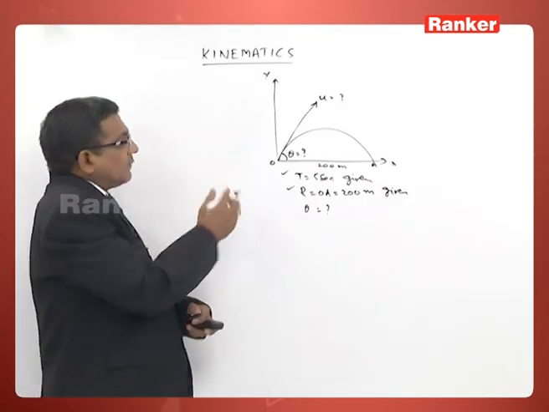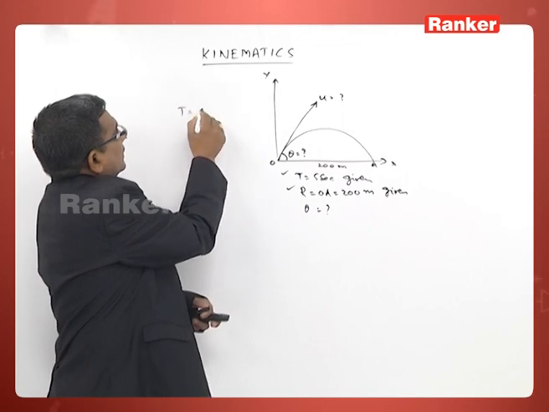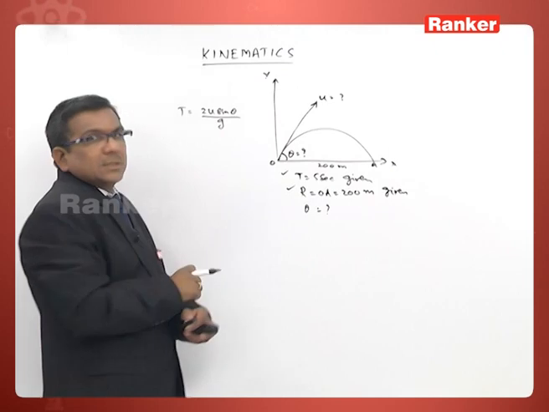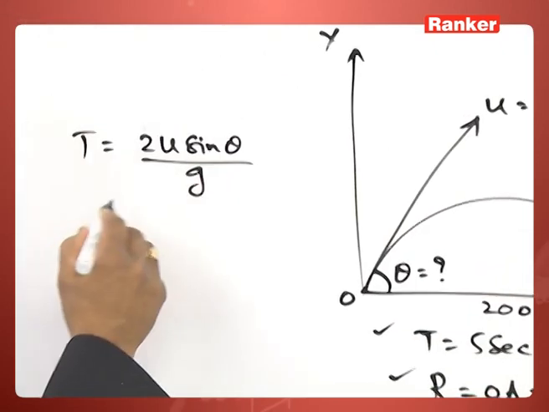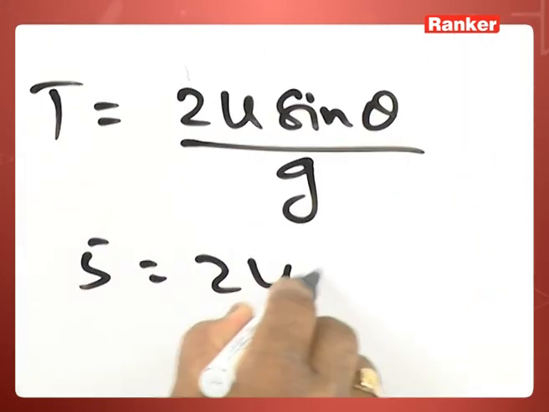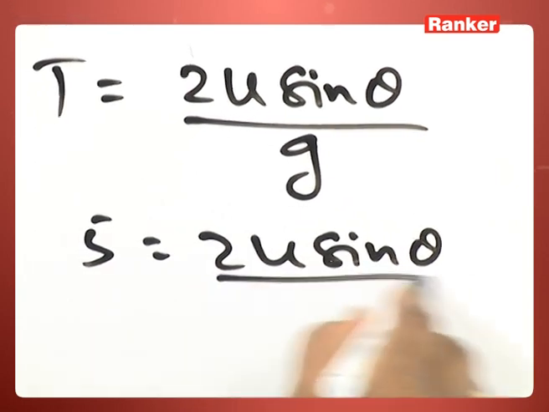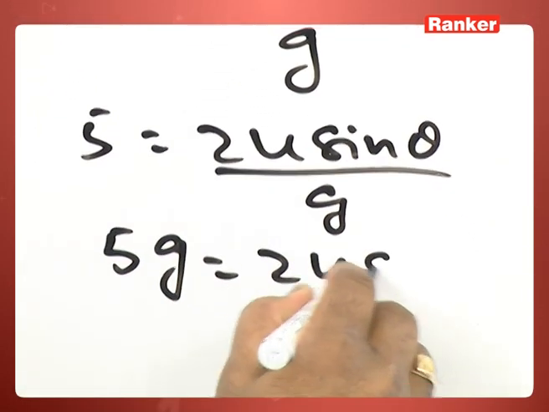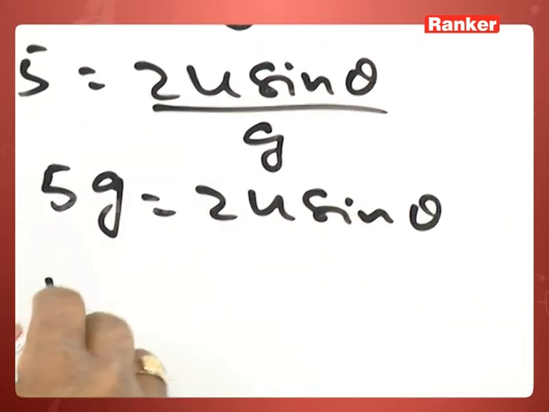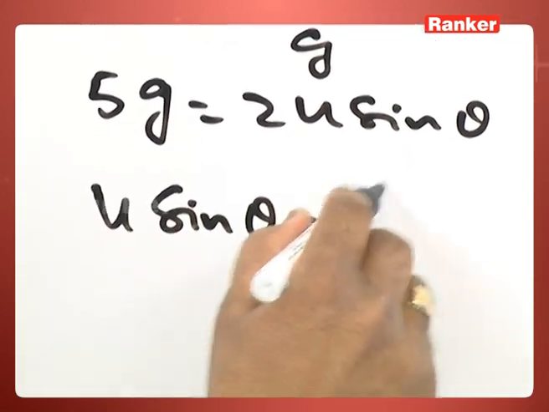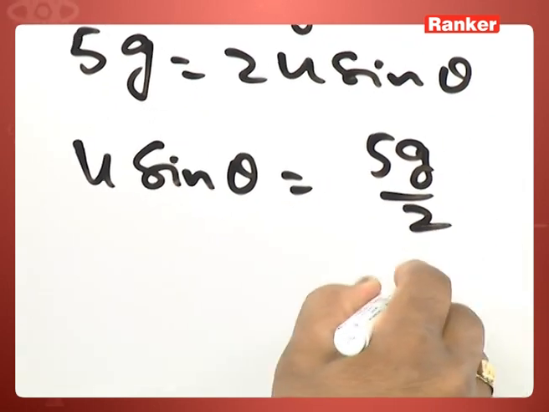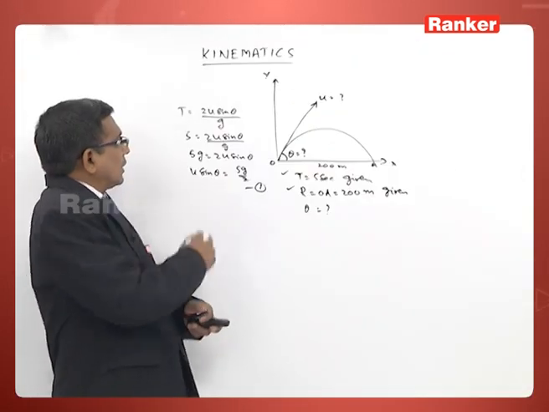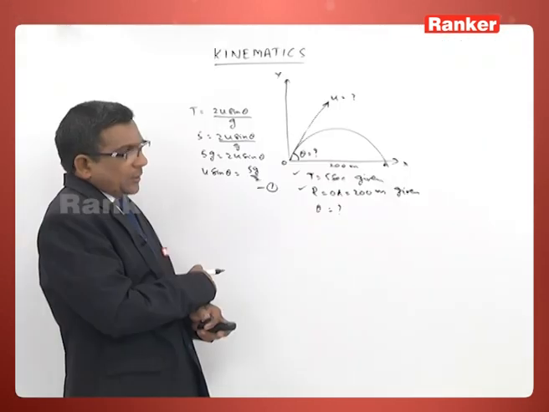Let us recollect the formula. What is time of flight? Time of flight is 2u sin theta by g. This we know. Therefore, for time of flight we write 5 = 2u sin theta by g. If you simplify, 5g = 2u sin theta, and u sin theta = 5g by 2. This is equation 1 we are getting. So equation 1 we got: u sin theta is 5g by 2.